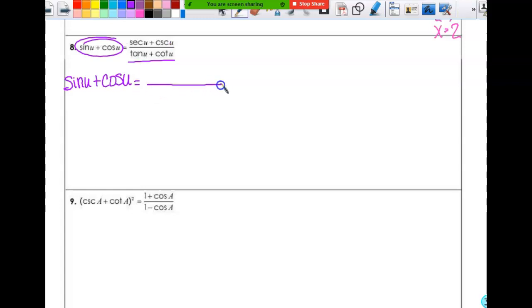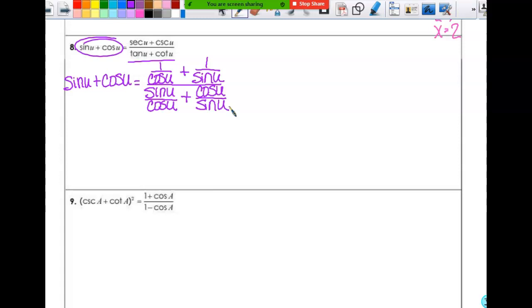So I'm going to go ahead and make all of these into versions of sine and cosine. Secant, I'm going to make 1 over cosine. Cosecant is 1 over sine. Tangent, sine over cosine, plus cotangent, which is cosine over sine. So I've got fractions and fractions, which shouldn't look as scary as they used to, hopefully.